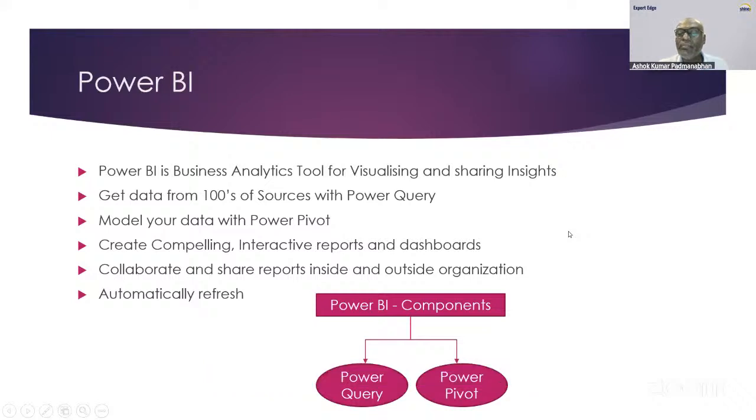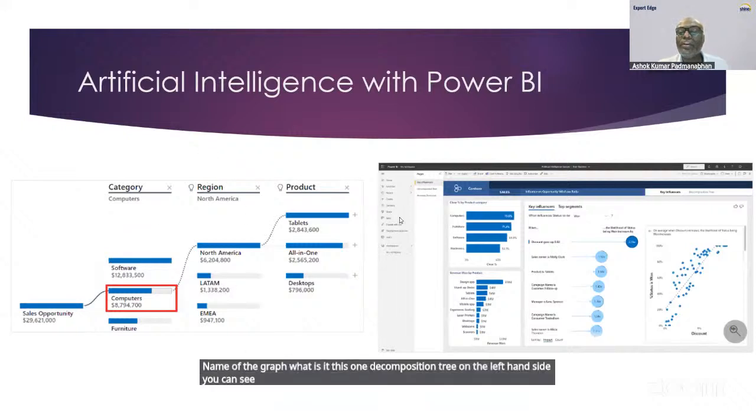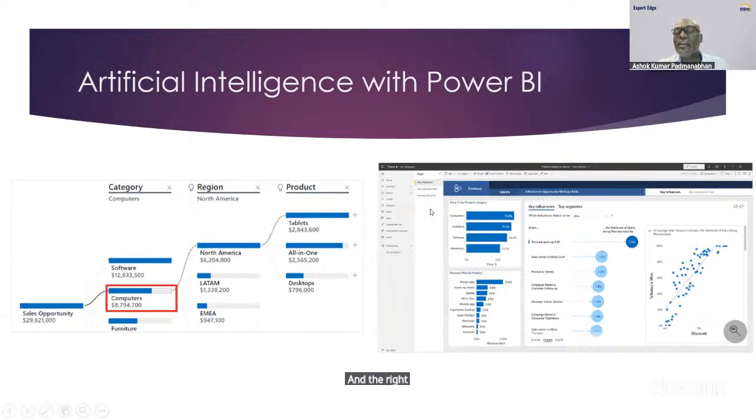What is the name of this graph? This one, decomposition tree. On the left-hand side, you can see this is called a decomposition tree. And the right one is called key influencers. Key influencers.